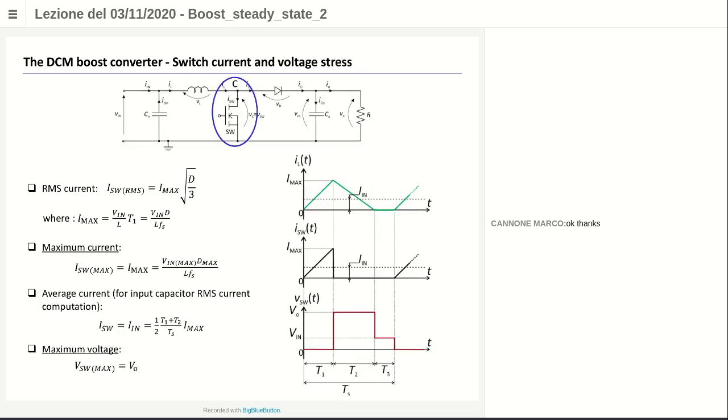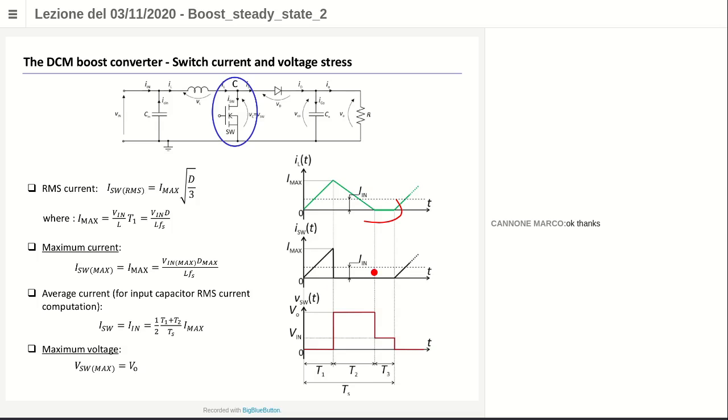Some very few words about the electrical stress of components. Let's start with, for example, the switch. The switch current corresponds to the same current going through the inductor when the switch is on. So if you have here in this slide the inductor current for DCM, in which you have this idle interval here, the switch current is the same as IL during the on time. So it's this triangle here.